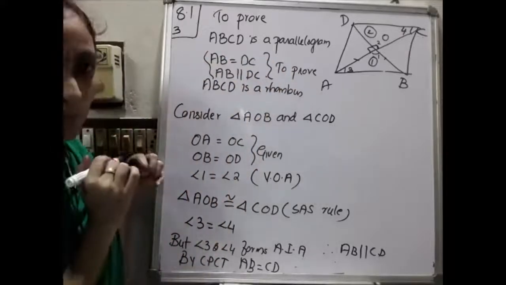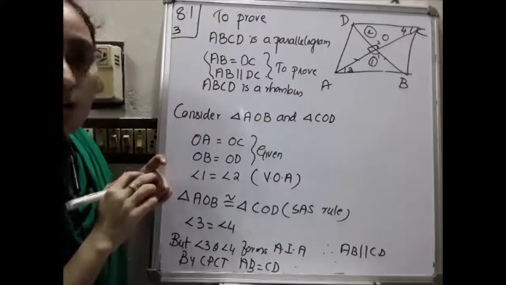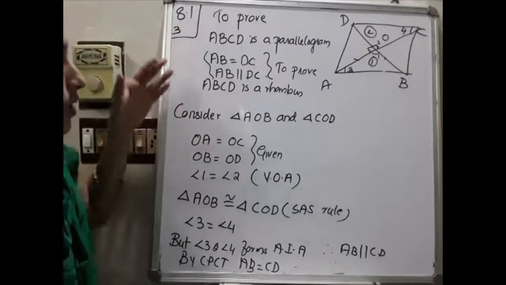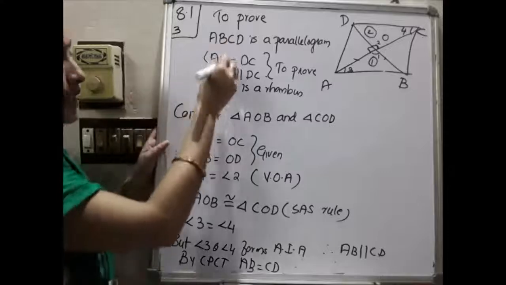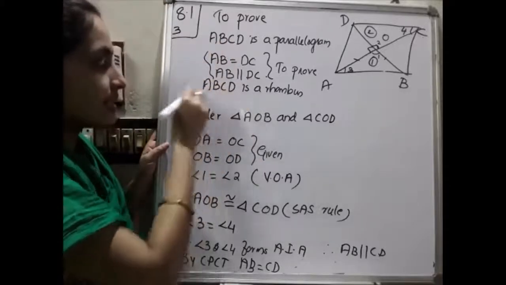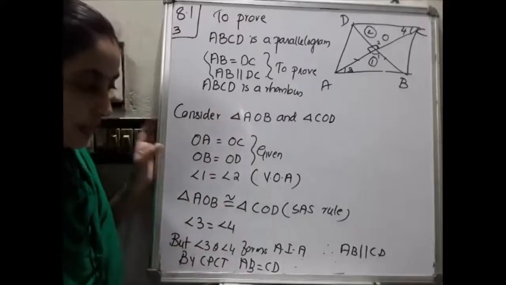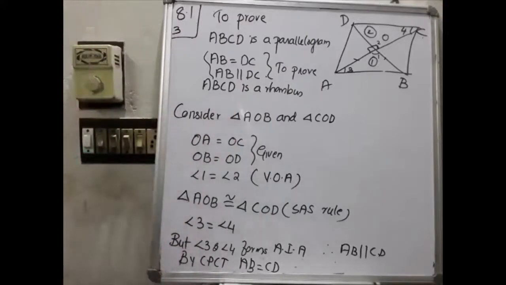First part we proved. Then we want to prove it is a rhombus. So please write down: to prove ABCD is a parallelogram, then these two things we have to prove. Then the second one is ABCD is a rhombus. First part for proof is this. So please write it down correctly.